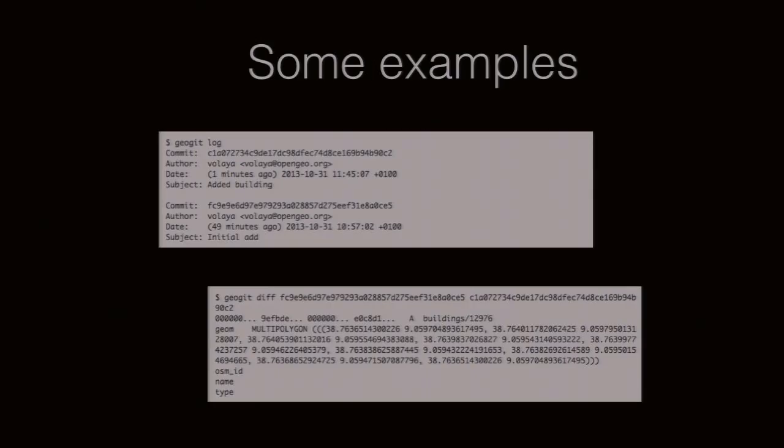Some examples, and if you use Git on the command line, you're going to be right at home with GeoGit because the API looks exactly the same. So GeoGit log tells you the commits, a summary of the commits that someone has done on the repository.